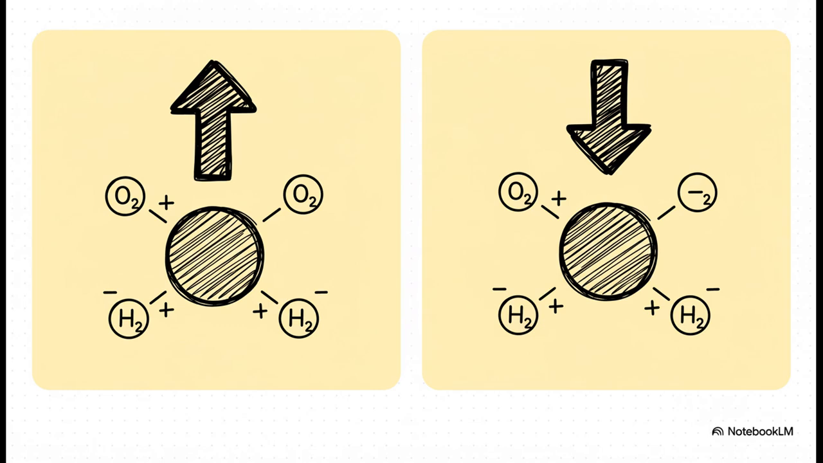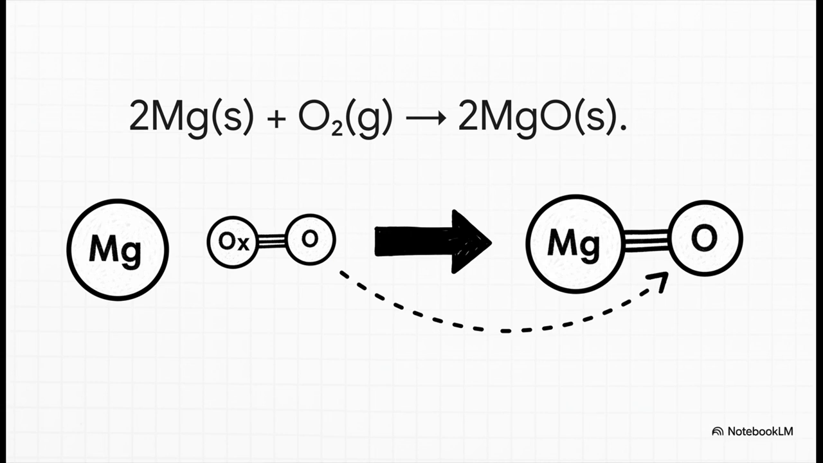The old idea says that oxidation is when you either add oxygen or you take away hydrogen. And reduction, well, it's the exact opposite. You either take away oxygen or you add hydrogen. See? Simple enough, right? Let's look at a classic example.